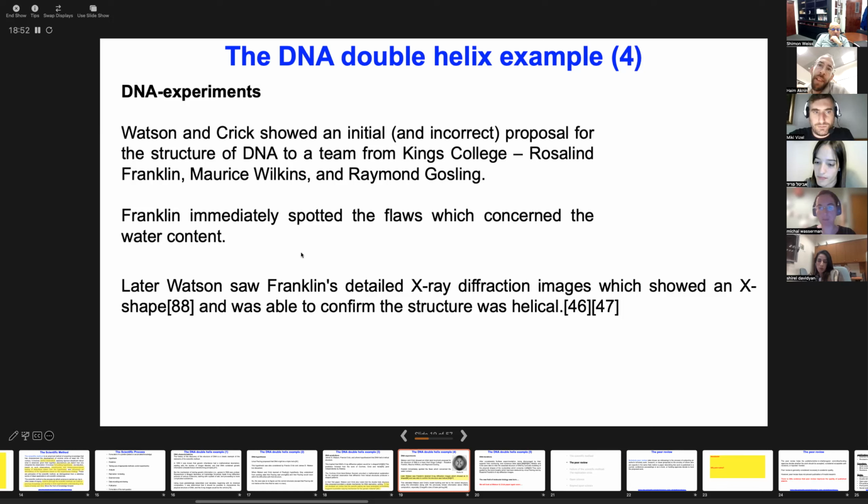And later, Watson saw Franklin's detailed X-ray diffraction image. Sure enough, that image showed an X shape, and we'll see this in a second. And they already knew that if it's an X shape, it's going to be a double helix. Here, there is one of the biggest cases. I don't know if we can call it misconduct or not. We'll discuss this. Anybody knows what is the story of Rosalind Franklin?